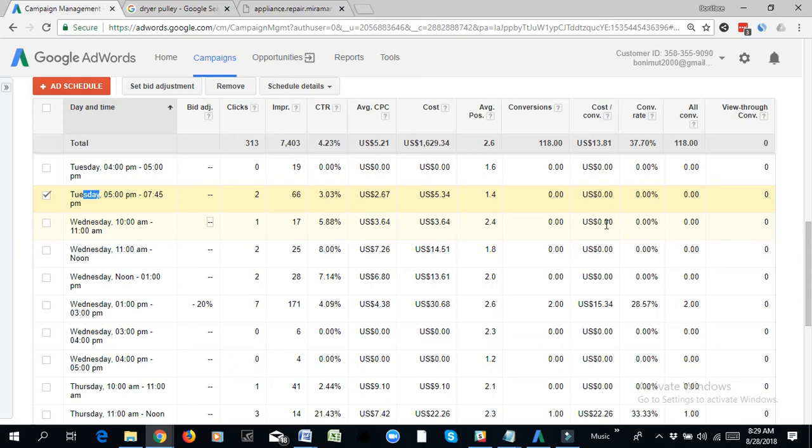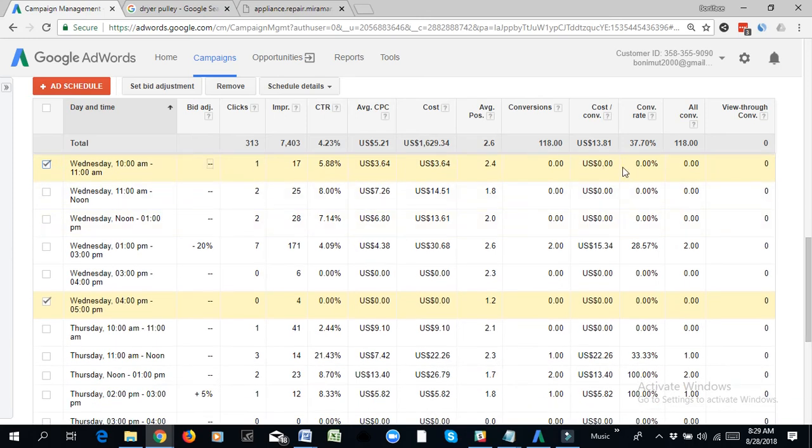Then for Wednesday, no data yet there, not enough data there. Although for this one, if they get to 3 clicks without conversions, we may have to do something. It is at 15 with a negative bid adjustment. We may leave that one for now.